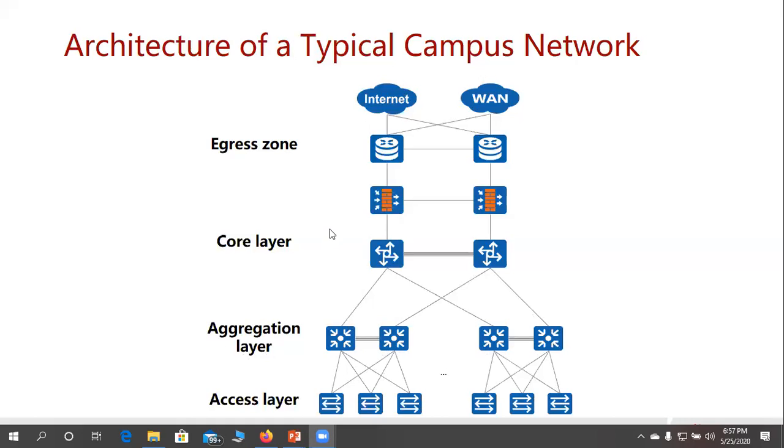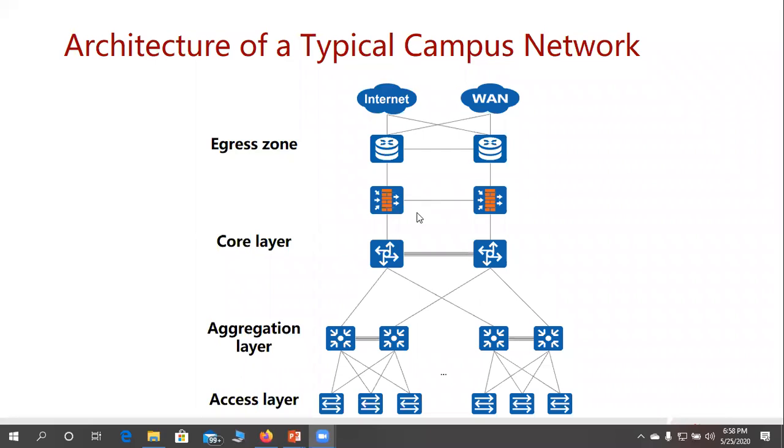And then this is the core layer. This is where we have powerful devices because they handle a large amount of traffic. This is where we are connected to the internet. Remember I said, this is what we call redundancy. Instead of having one, we have two, such that when this one fails, this one will continue functioning. The same applies here. This is what we call redundancy.